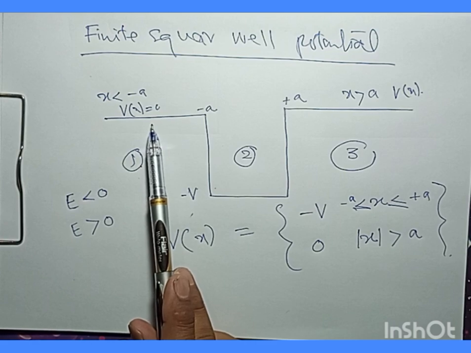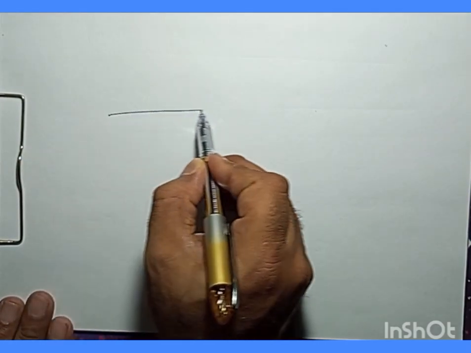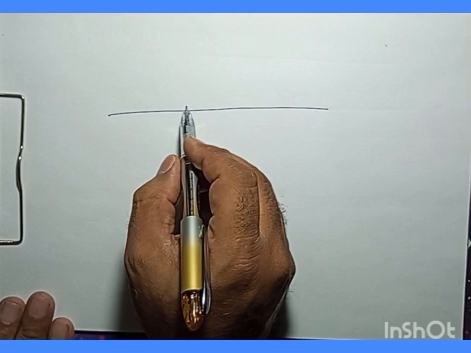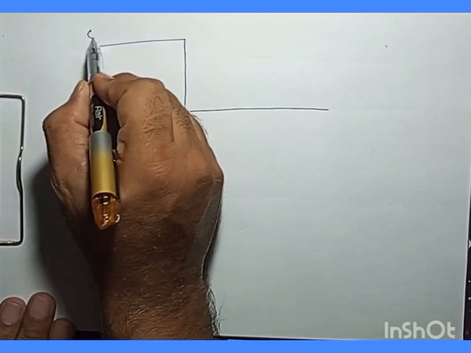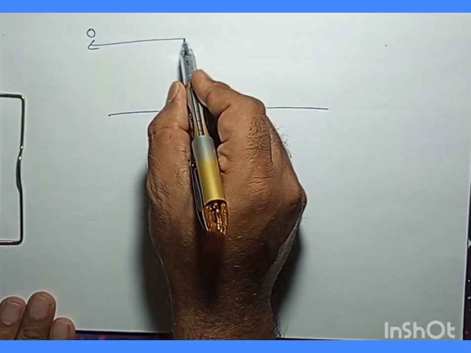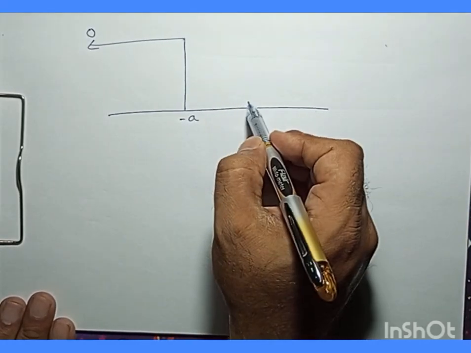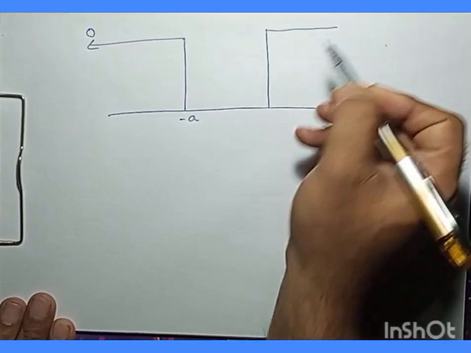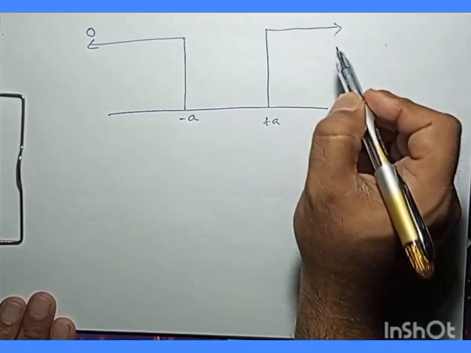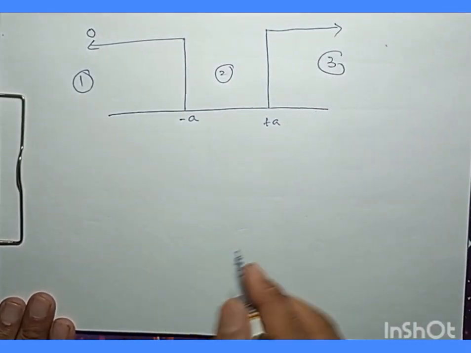So we can interpret this. I'd like to sketch another diagram for this. We have a situation like this. If I take it on the upper side, this is my zero potential. There is a sharp decrease in the potential at minus a, and a sharp rise in the potential at plus a. So this is my plus a, this is my region 1, this is my region 2, this is my region 3, and this is my x.